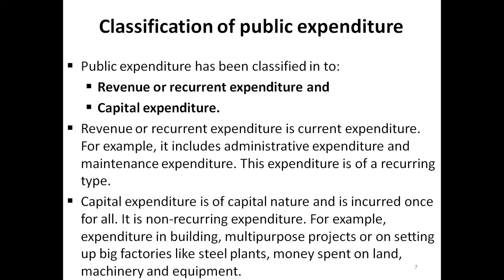For example, expenditure on a building, a multi-purpose project, or on setting up a big factory like steel plants, money spent on land, machinery, and equipment. That's why they say capital expenditure is of a capital nature and is incurred once for all. Because when you build a factory, that's it. You spend that one time when you are building. If you are buying land or a machine or equipment, you buy it once, not more than once.